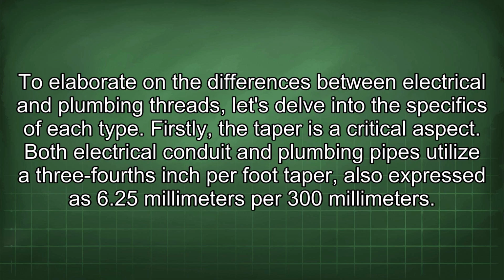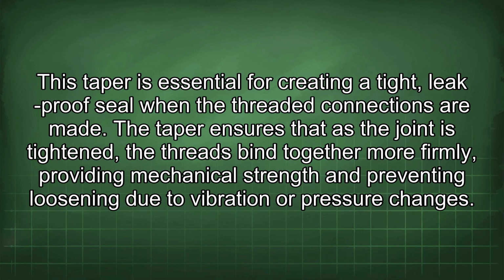To elaborate on the differences between electrical and plumbing threads, let's delve into the specifics of each type. Firstly, the taper is a critical aspect. Both electrical conduit and plumbing pipes utilize a 3/4 inch per foot taper, also expressed as 6.25 mm per 300 mm. This taper is essential for creating a tight, leak-proof seal when the threaded connections are made. The taper ensures that as the joint is tightened, the threads bind together more firmly, providing mechanical strength and preventing loosening due to vibration or pressure changes.